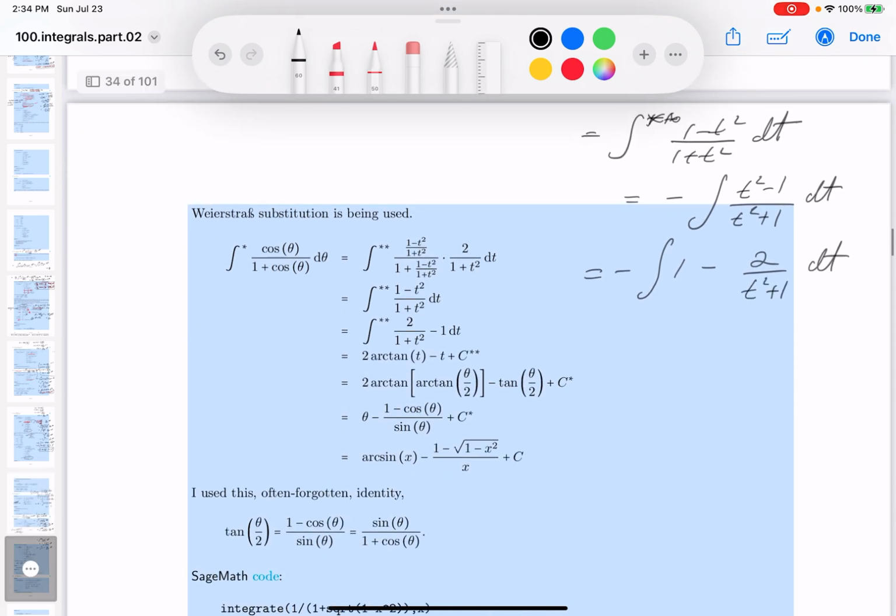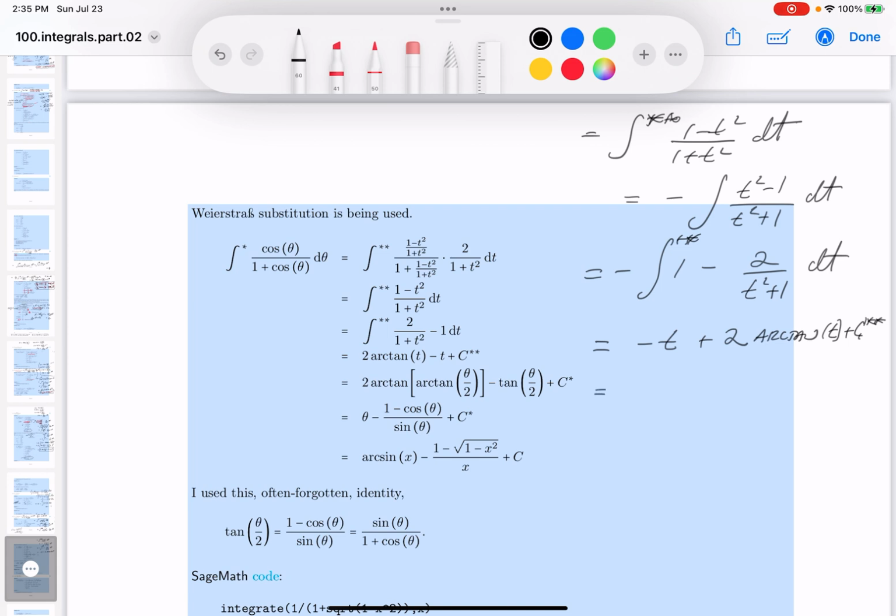Now a little confusing, I realize that. What do you get over here? Minus t plus 2 arctangent of t plus some constant. I got to be real careful with this because I'm really using different letters now. I'm not using x, I'm using theta. So let's write this over here.